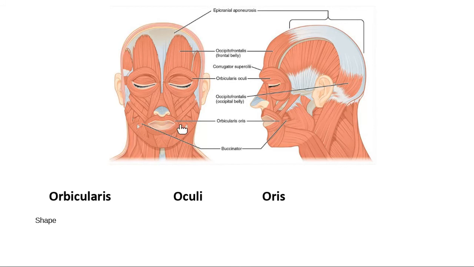muscle. The Orbicularis oris, that's what we see right here. The Orbicularis oculi is what we see right here. This word orbicularis means that it's a circle, or it's encircling, if you will. Anytime I see the word orbicularis, I'm thinking of a circle.